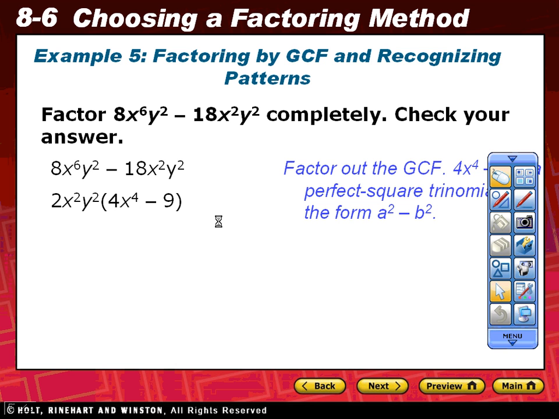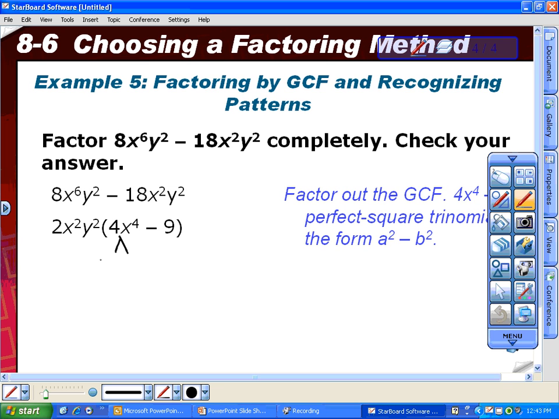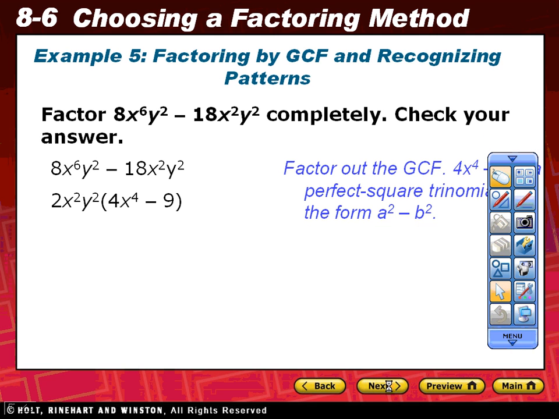Is this a difference of 2 squares? Well, I believe it is. 4x to the 4th can be factored into 2x squared times 2x squared. And 9 would factor into 3 times 3. All right, so that difference of 2 squares would be written 2x squared plus 3 and 2x squared minus 3. And let's not forget to bring down the GCF and include that in our answer. Okay, so there it is. Doing great. We're moving along quickly. So let's go to the next one.